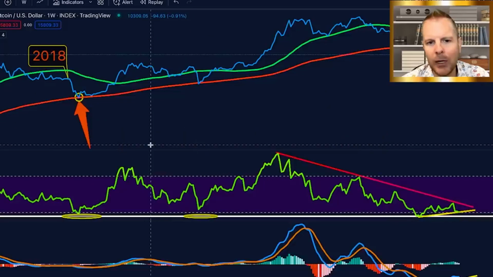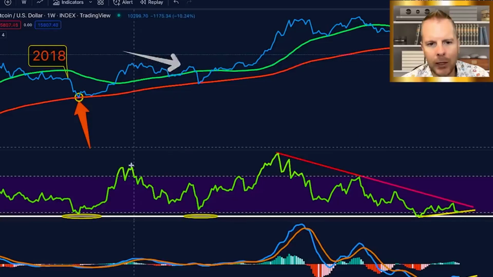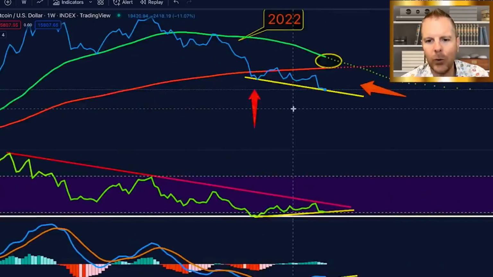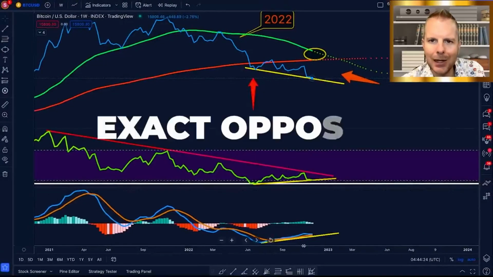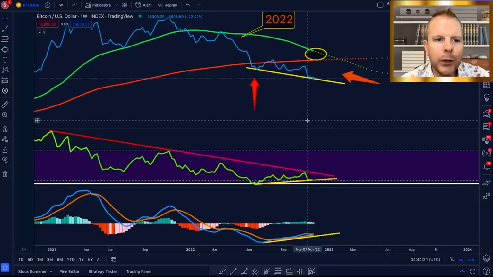You can go back to any time frame, right? We had our 14K high, price going down. We had our indicators going down. You want to look for signals in the market where the indicators are doing the exact opposite of price. It means that a change in momentum is coming. What you want to watch for.